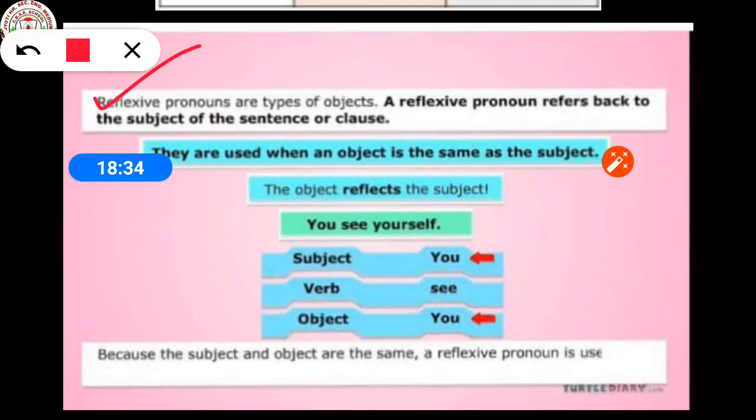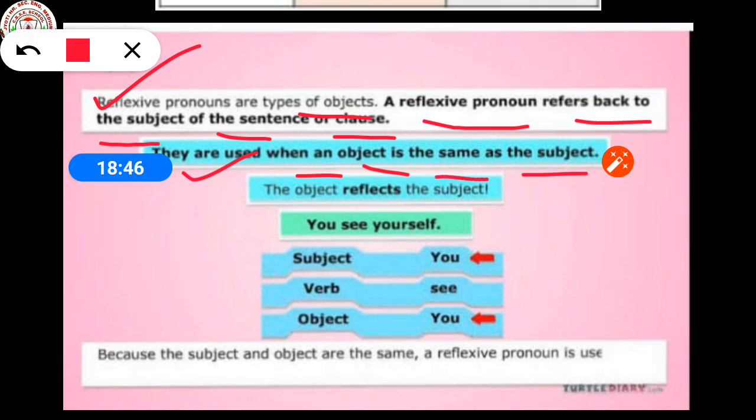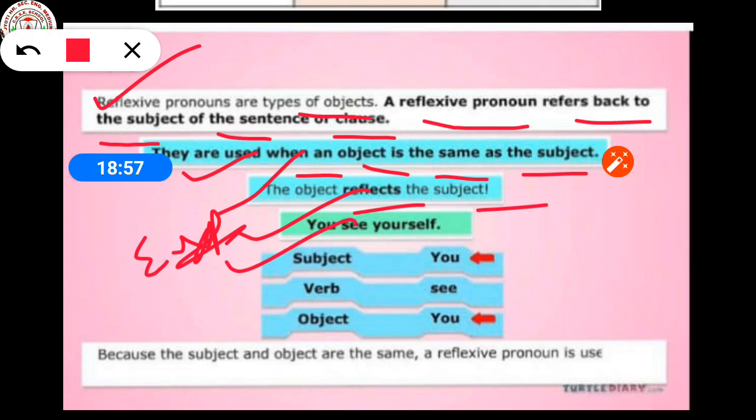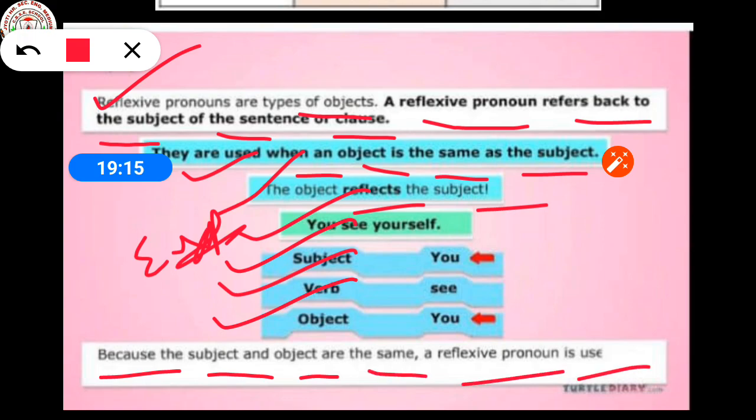Reflexive pronouns are a type of object. Reflexive pronouns refer back to the subject of the sentence or clause. They are used when an object is the same as the subject. The object reflects the subject. For example, you see yourself: the subject is you, the verb is see, and the object is you. Because the subject and object are the same, a reflexive pronoun is used. I hope you all understand.